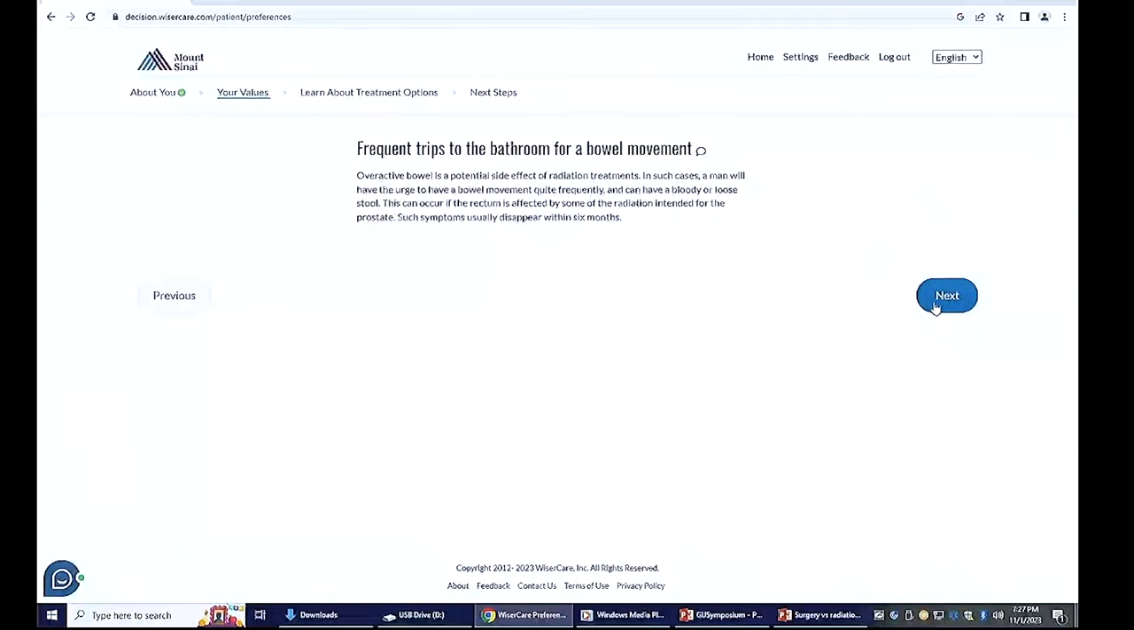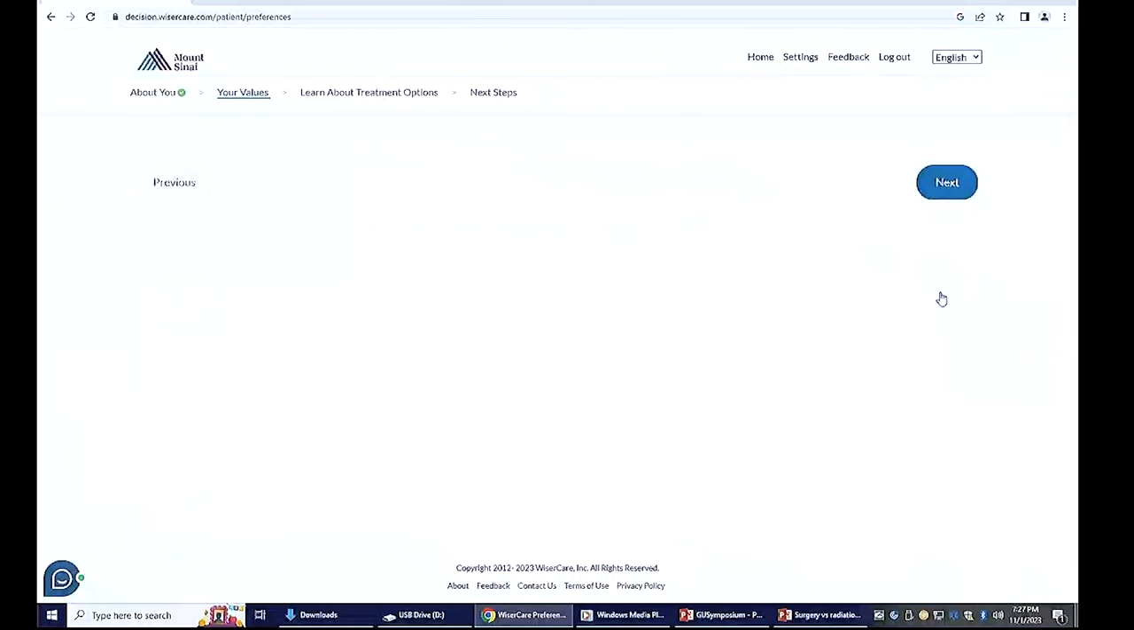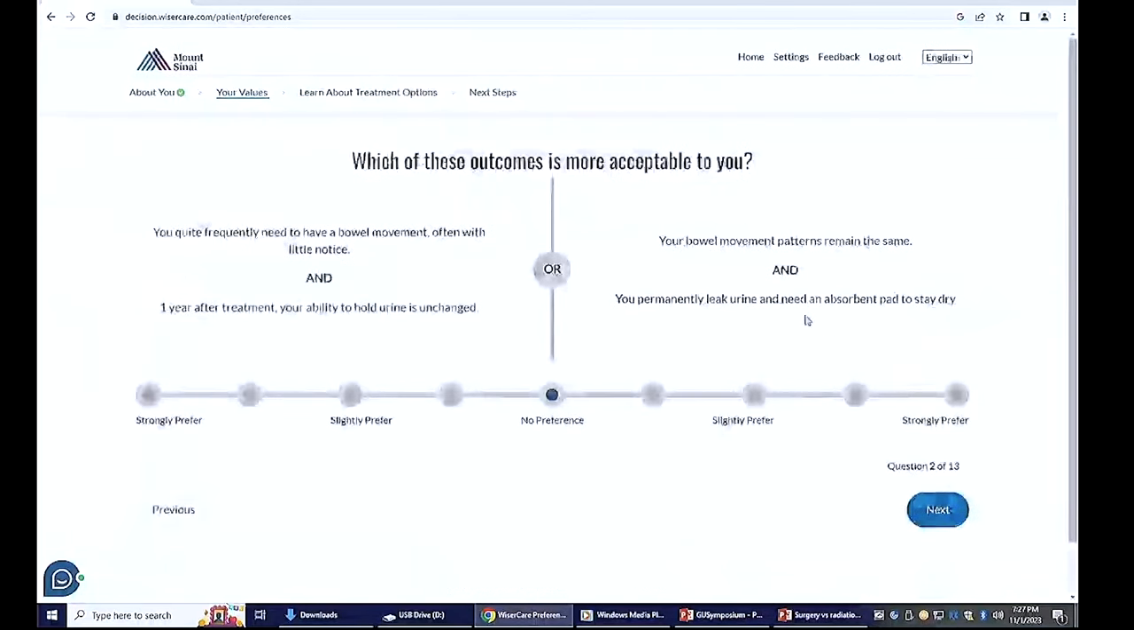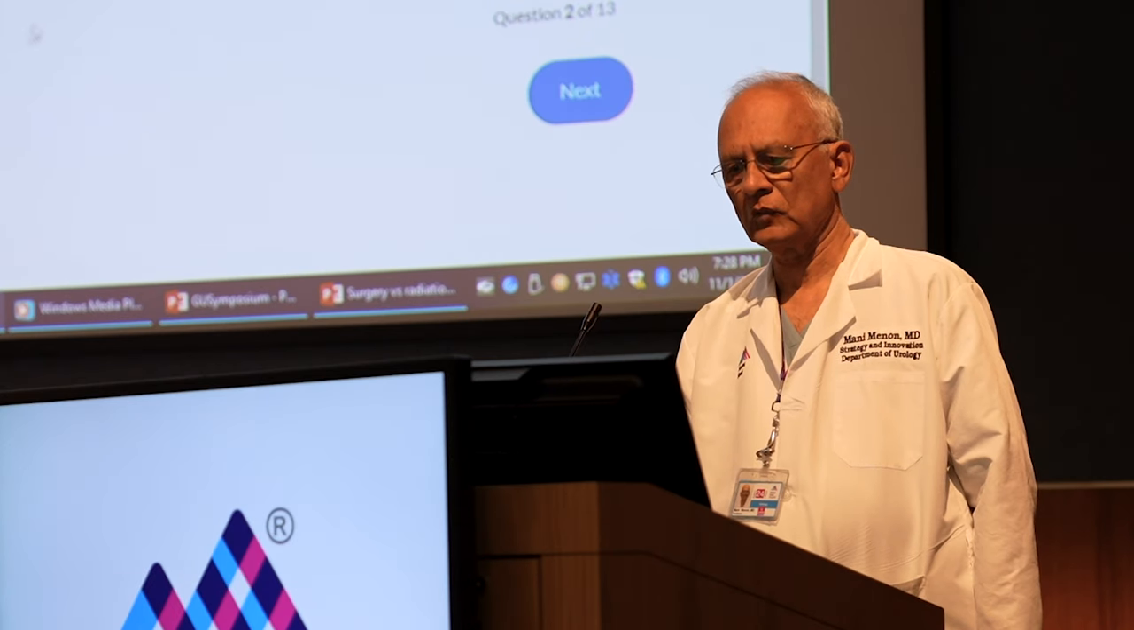The next question is frequent trips to the bathroom for a bowel movement and urinary control. So you quite frequently need to have bowel movement, often with less notice, but a year after treatment, your ability to hold urine is unchanged. On the right side, your bowel patterns remain the same, no problems with bowel movements, but you leak urine and you need to wear one pad to stay dry. Which would you prefer? And the answer could be no preference. I mean, it might be something that you can't make a decision at this point. No preference, yeah, okay? And that's what the default fills out.